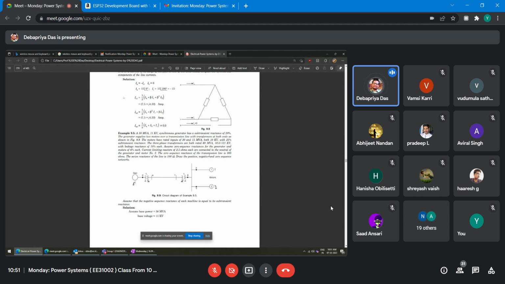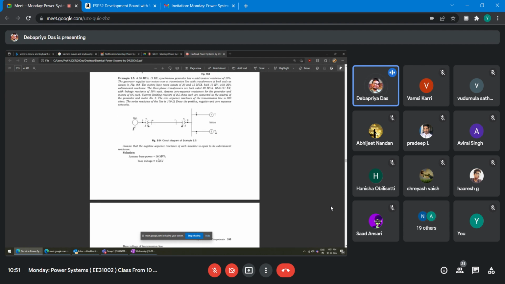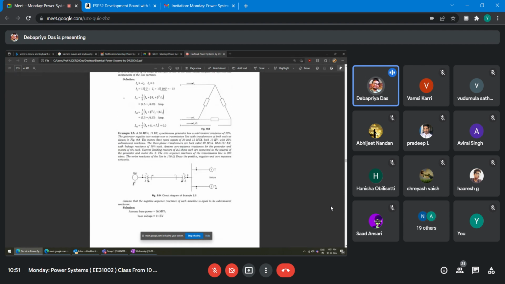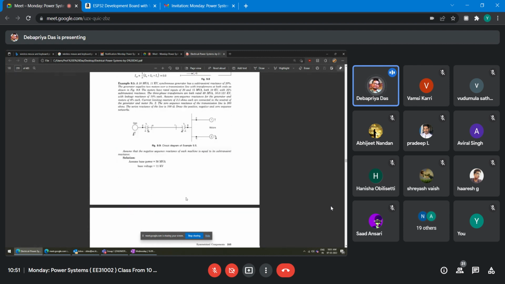The zero sequence reactance of the transmission line is 300 ohm. This transmission line is given in ohmic value. The series reactance of the line is 100 ohm. Zero sequence reactance of the transmission line is given as 300 ohm, but the series reactance of the line is 100 ohm. Right? Draw the positive, negative, and zero sequence networks. First, you have to assume a base power, say 50 MVA, and base voltage 11 kV, like your generator. Based on that, you convert everything to this common base, right?